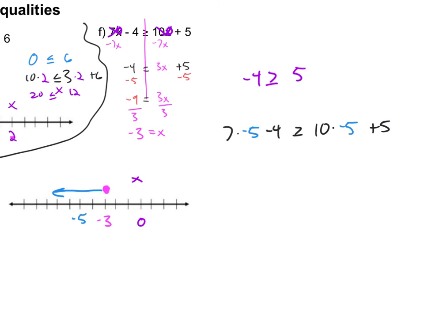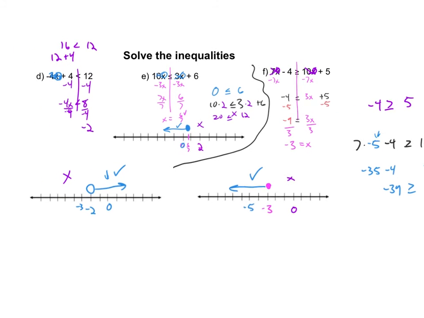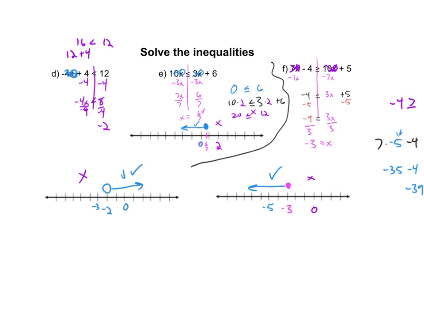So I've got my 2 x's plugged in there. So this would be a -35 minus 4 would be a -39 on the other side. Then I've got a positive 10 and a -5 is a -50. Plus 5 would be a -45. And this one here is true. -39 is greater than -45. So my -5 is correct, meaning that this does check out. There should be my newest graph.